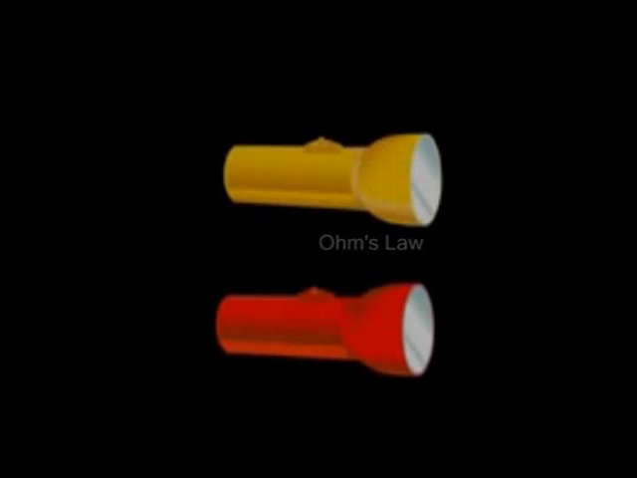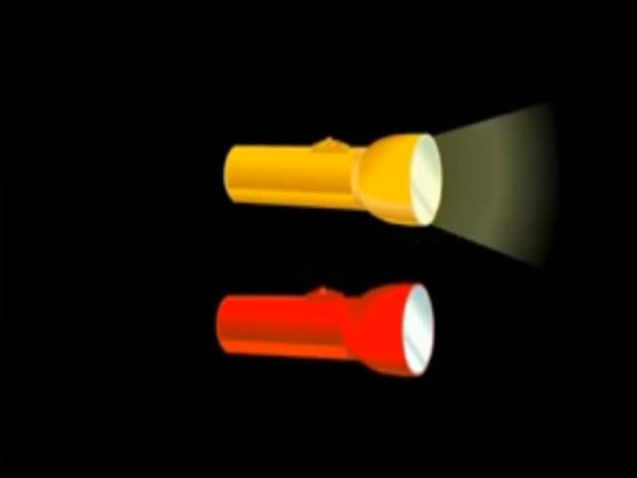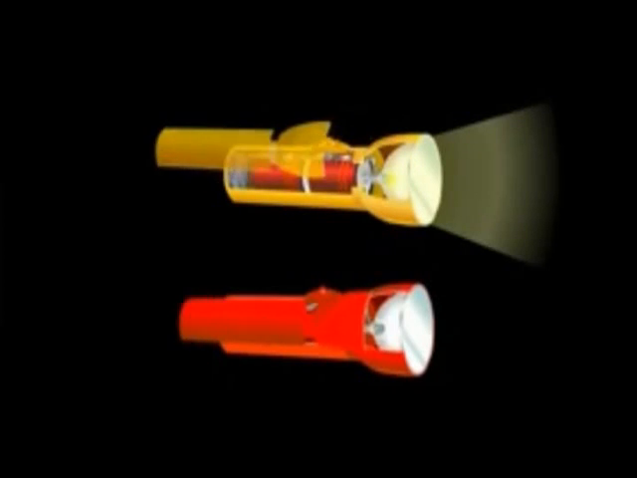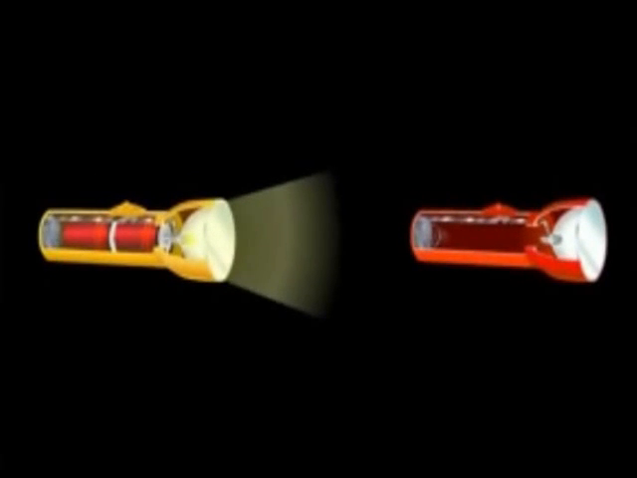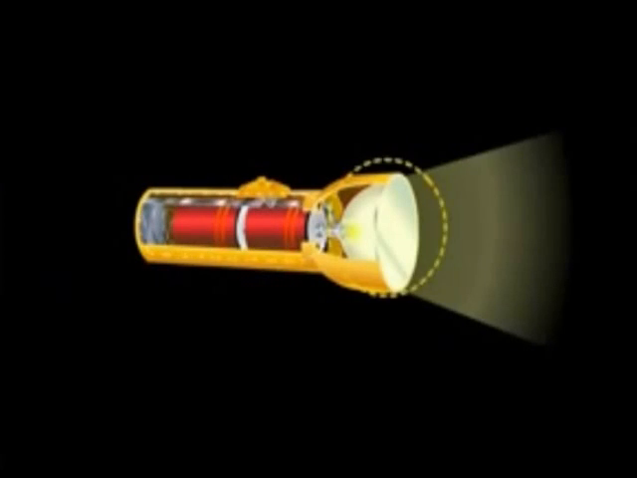Ohm's law. The relationship between voltage across a conductor and the current flowing through it is summarized in Ohm's law, and it is as simple as it goes. If you switch on these torches, you realize that the yellow one lights, but the red one doesn't. And you know why? That's because the yellow torch has dry cells inside. These dry cells supply the voltage needed to drive the current through the conductor, and thus the bulb lights.